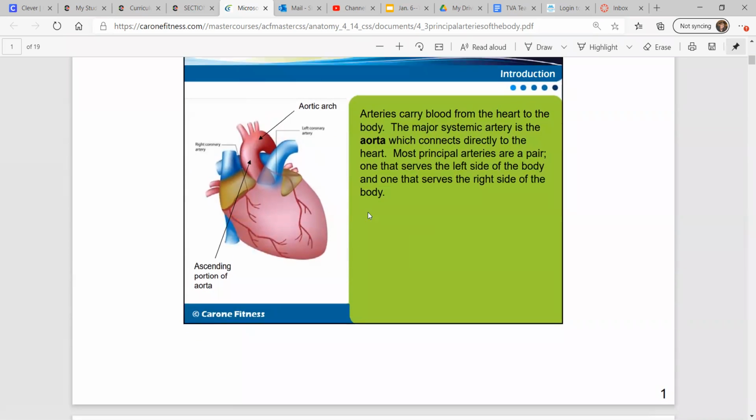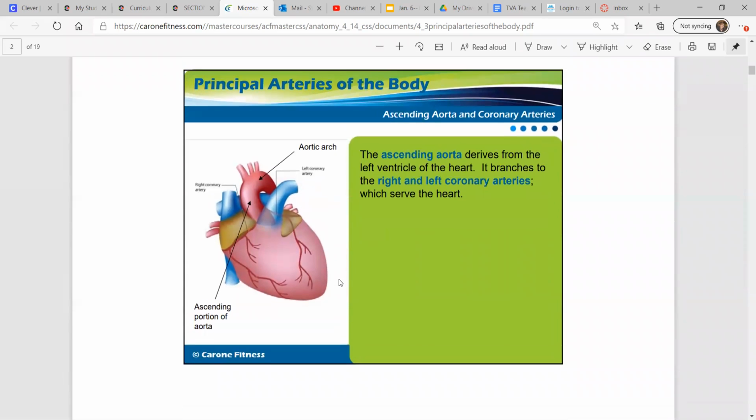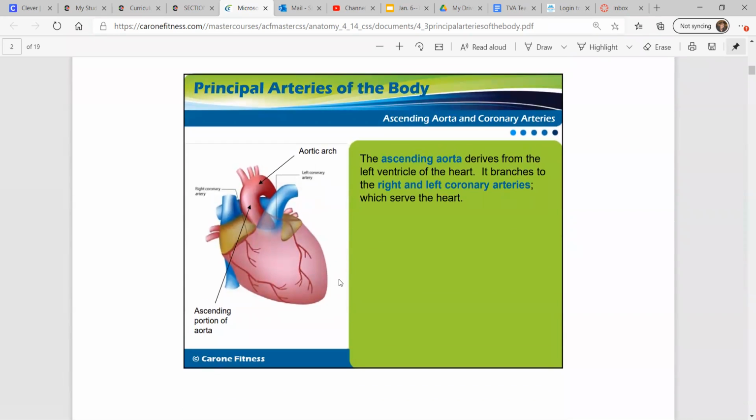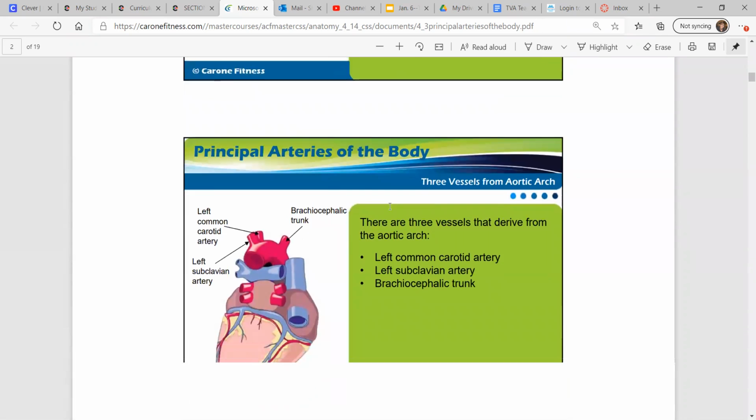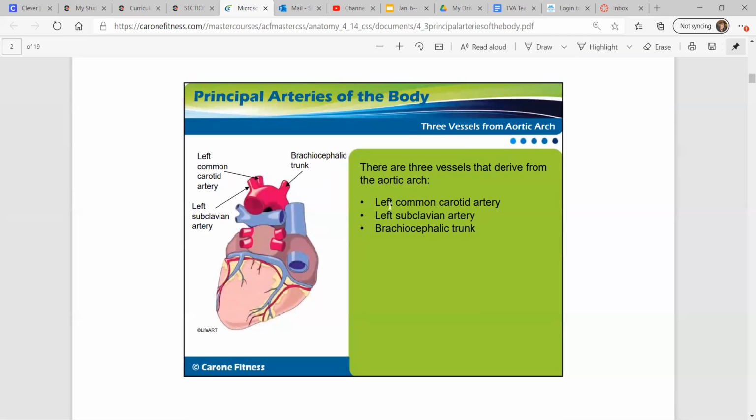Here we get a diagram. The ascending aorta derives from the left ventricle of the heart. It branches to the right and left coronary arteries, which serve the heart. So there's the arch and the ascending portion. And we have three vessels that derive from that arch. We have the left common carotid artery, the left subclavian artery, and the brachiocephalic trunk. You see each of those here.